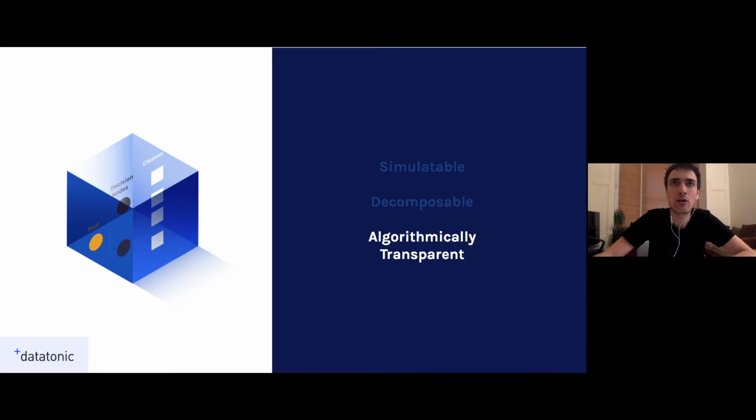And finally, algorithmic transparency is how well the model decision-making process is understood. Or mathematically, you can think of this property as the ability to navigate the loss space of the model via analytical methods, as opposed to heuristic ones like gradient descent.